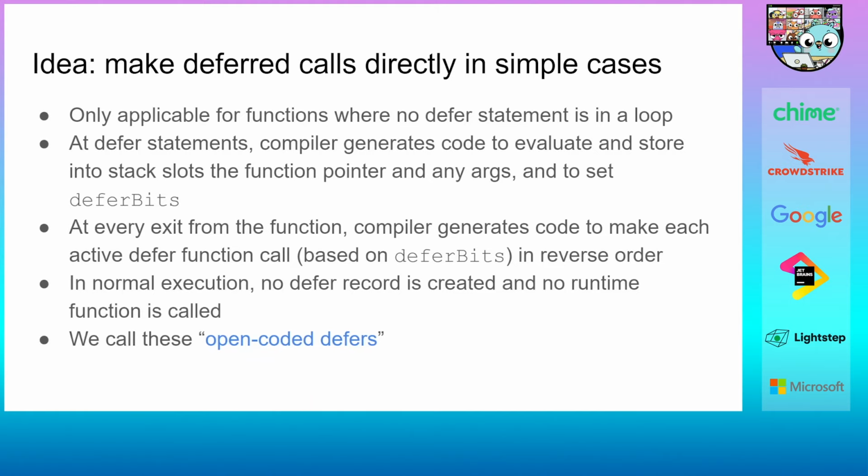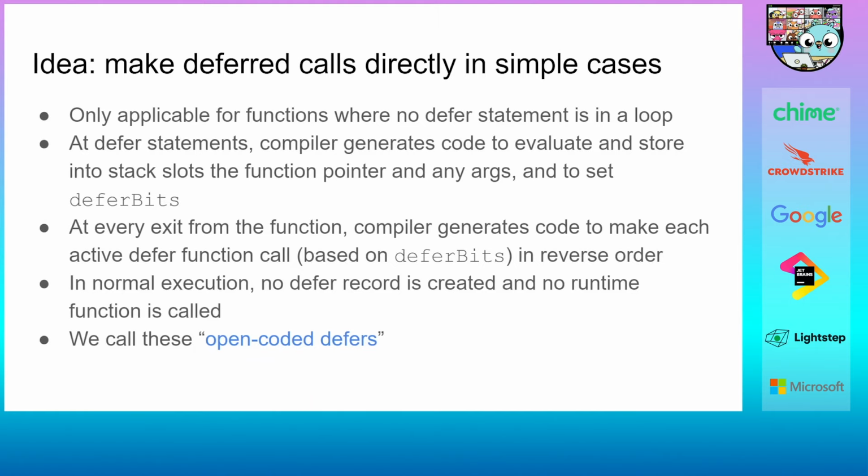But for Go 1.14, we'll want to make deferred calls less expensive for the simple cases. We'd like to get rid of all the runtime overhead. This is especially important when defers are used to defer inexpensive calls, such as mutex unlocks. And we'll only do this optimization for functions that have defers, but none of the defers occur in a loop. The idea is that at defer statements, the compiler generates code to evaluate the function pointer and arguments, as usual, but stores these into unique stack slots instead of using a defer record.